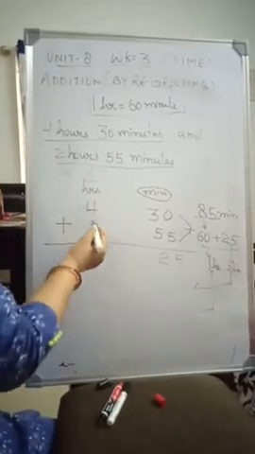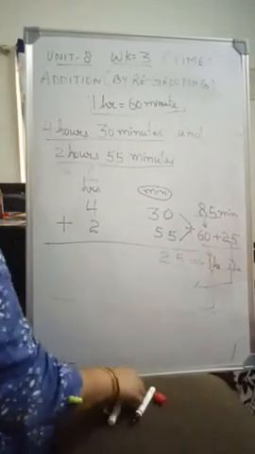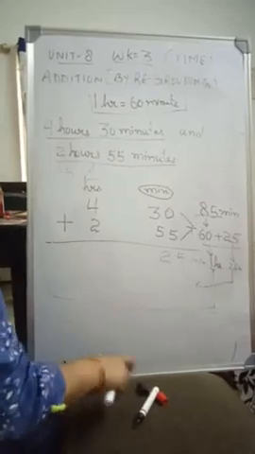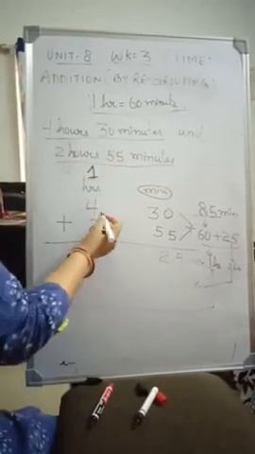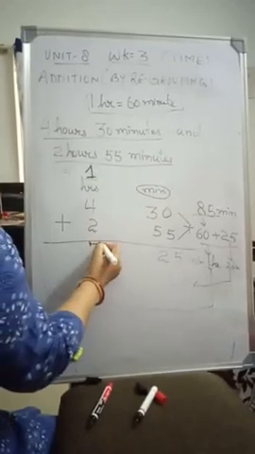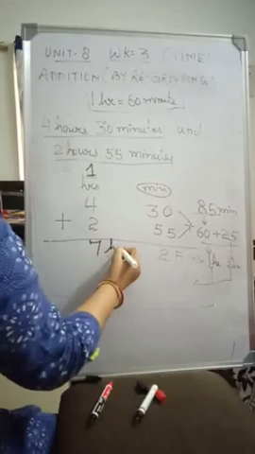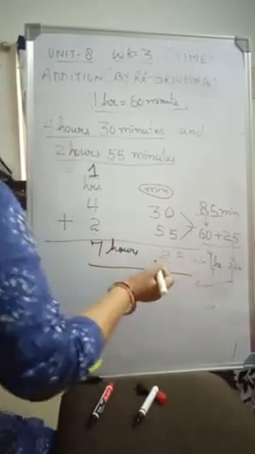Now we will add it. It is 25 minutes, and 1 hour is added. Now we will add 4 plus 2, 6 plus 1, 7. So it is 7 hours 25 minutes.